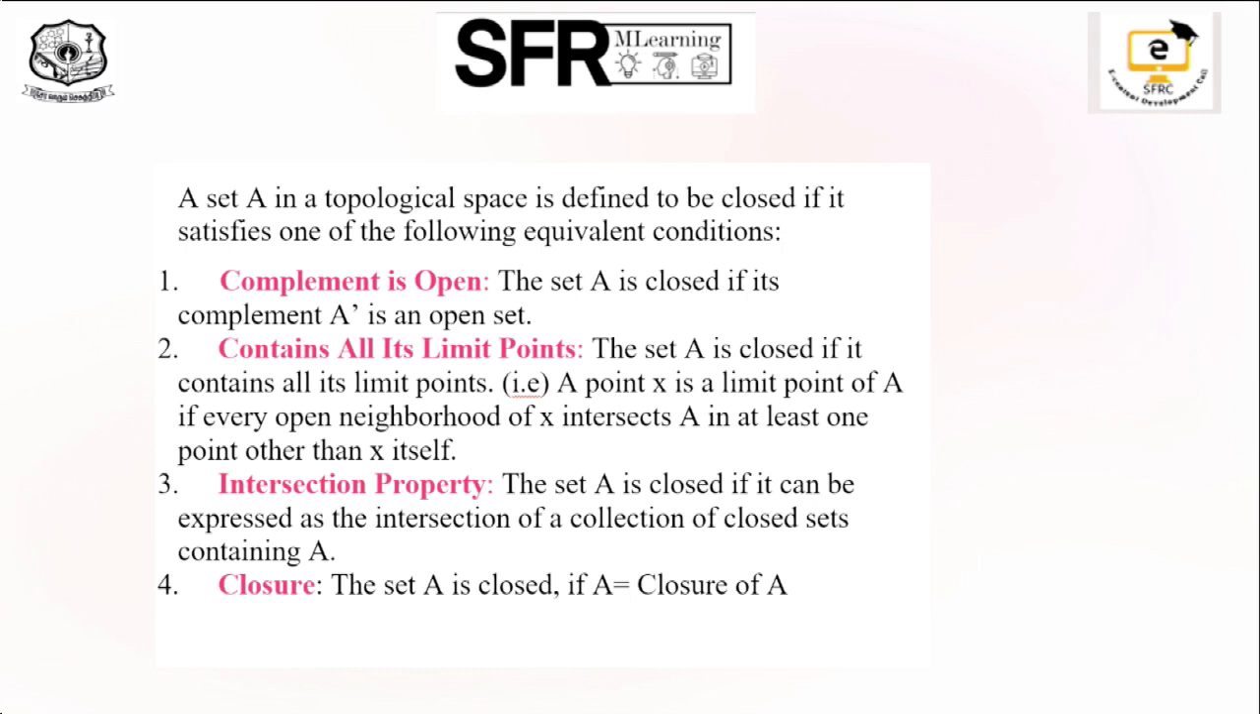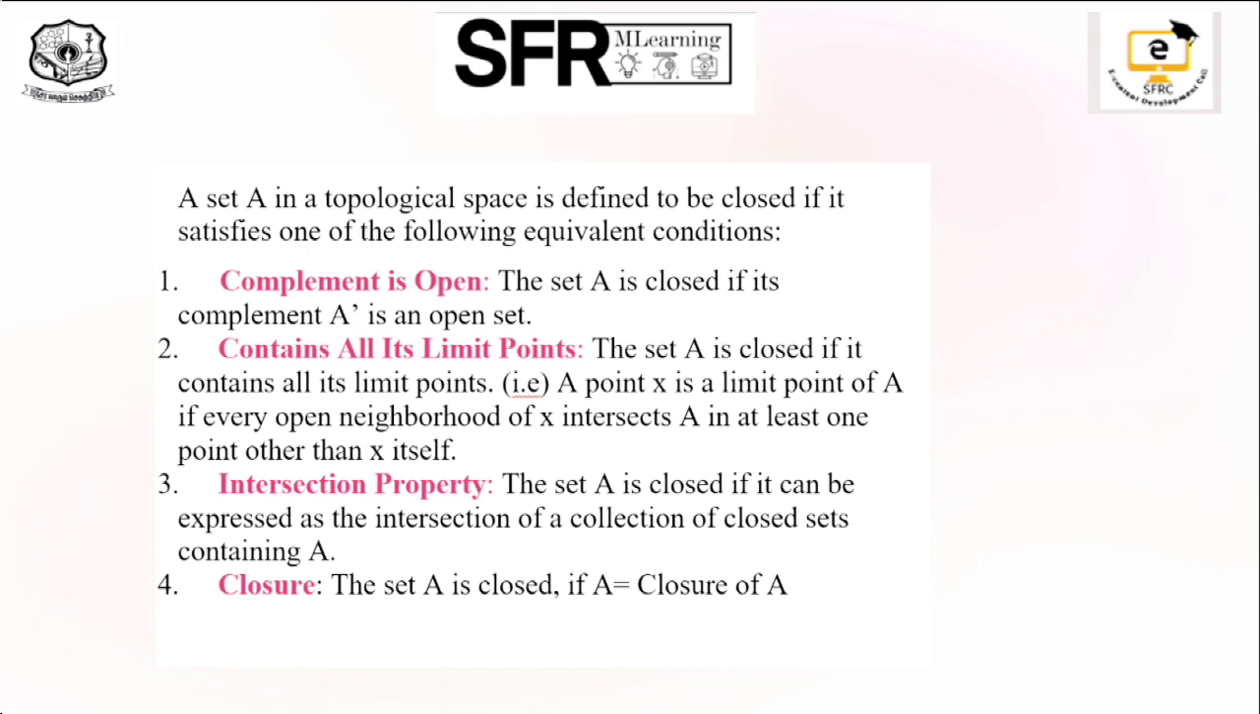The first definition depends on the complement of a set. A set A is closed if its complement A dash is an open set. For the second definition, we have discussed limit points. A point x is said to be a limit point if every neighborhood of x intersects A in at least one point other than x. Then the set A is closed if it contains all its limit points.